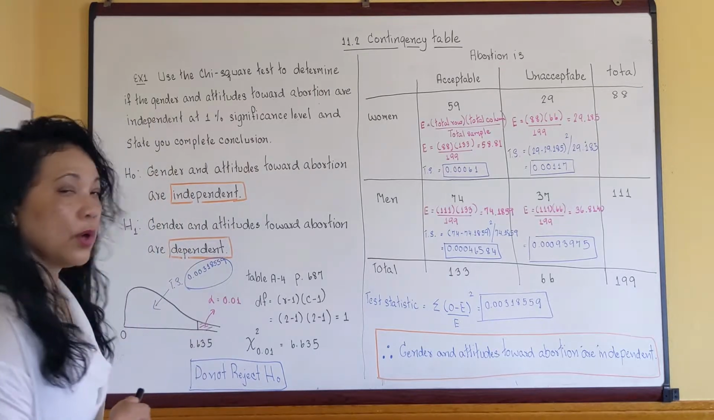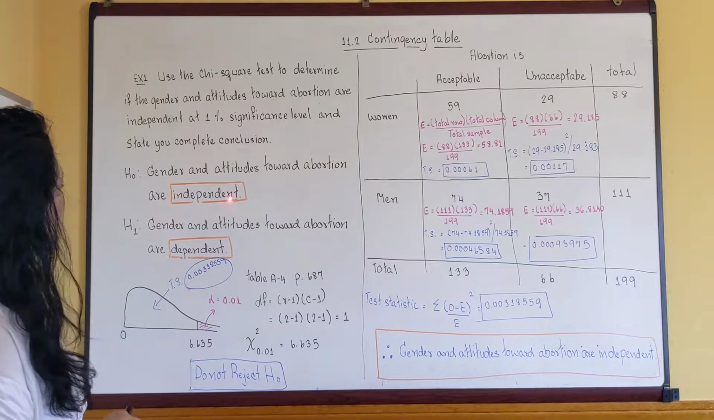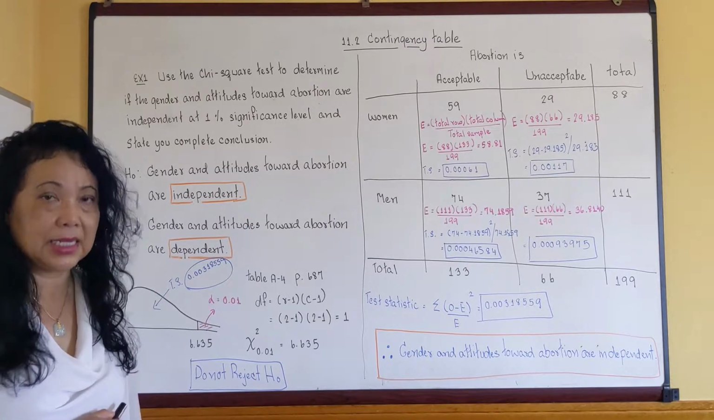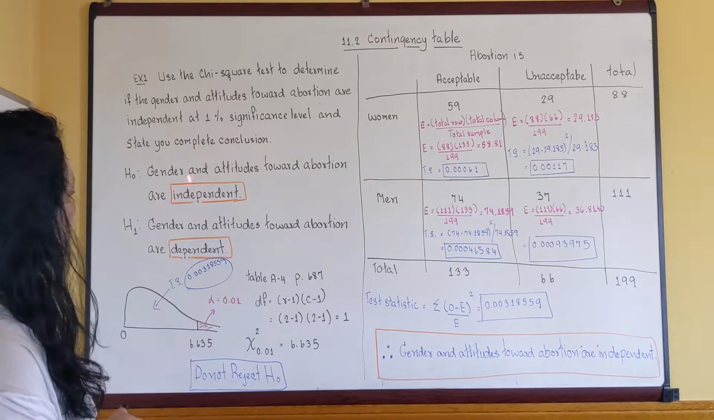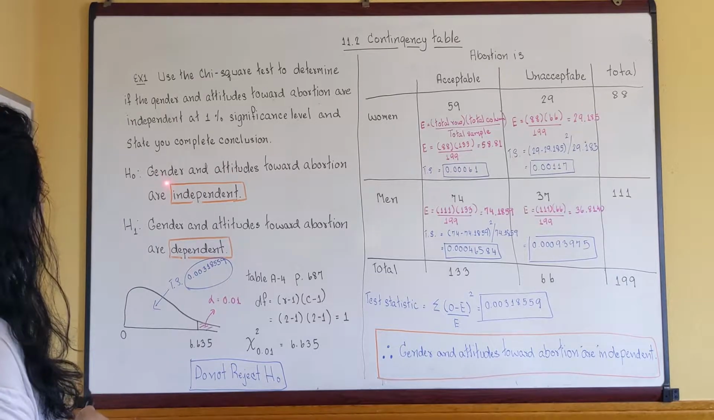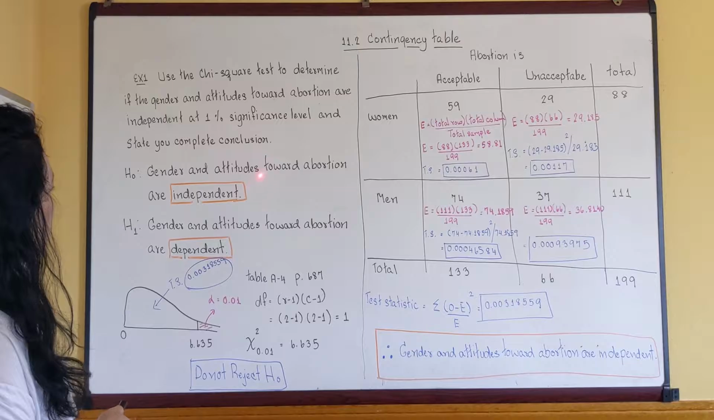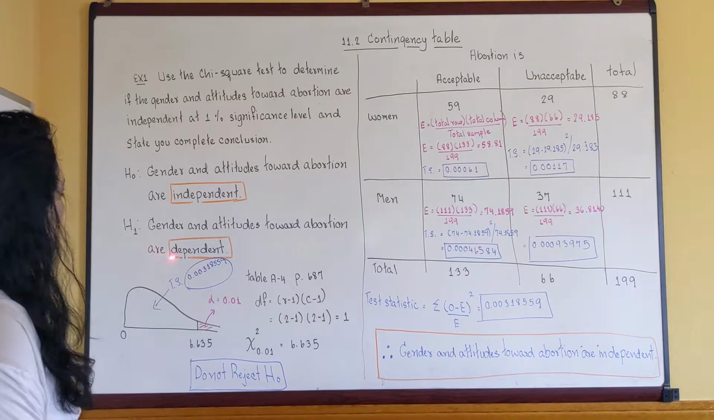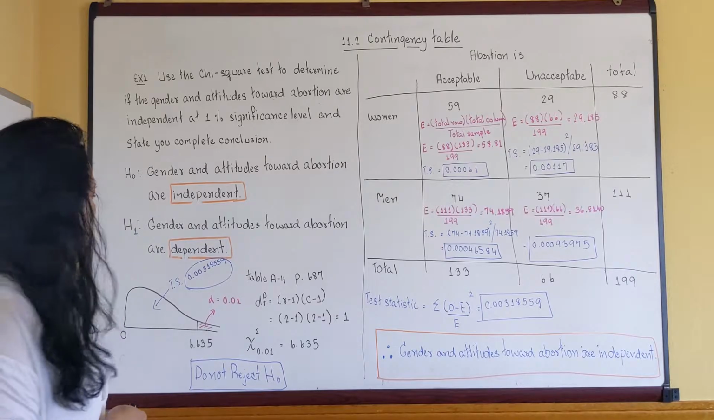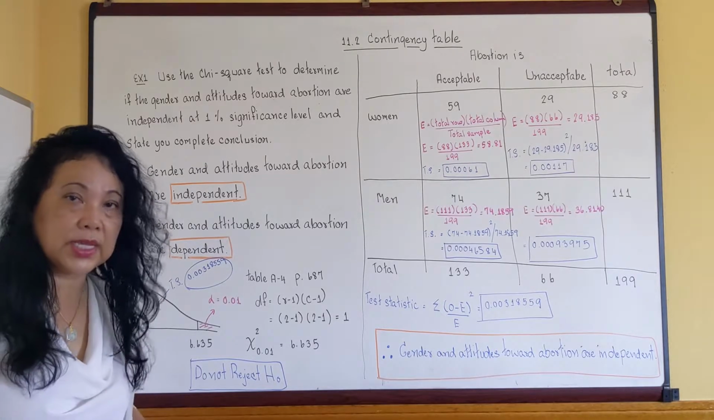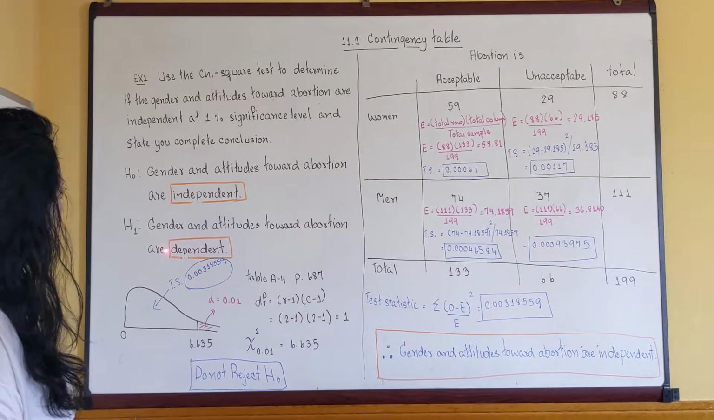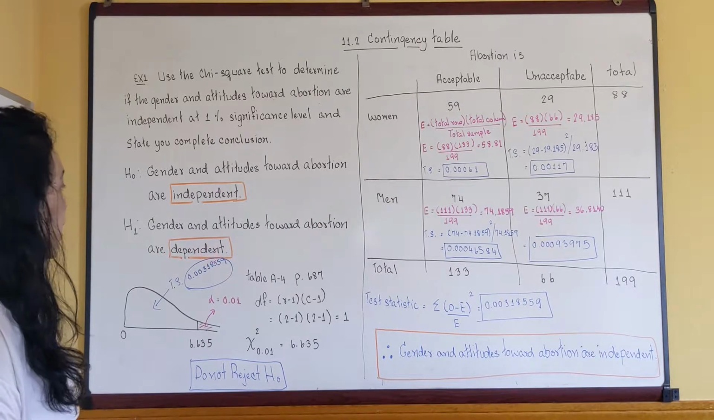So the null hypothesis is going to say that the two variables are independent. I box it here, independent. So I say gender and attitude toward abortion are independent. And the alternative will be dependent, or associated. So gender and attitude toward abortion are dependent.